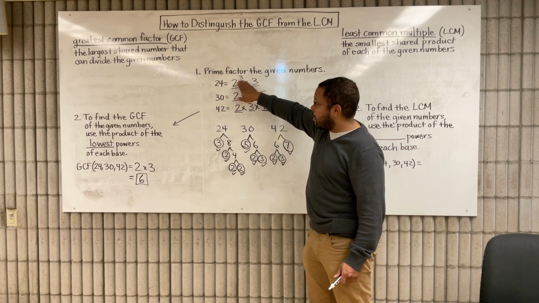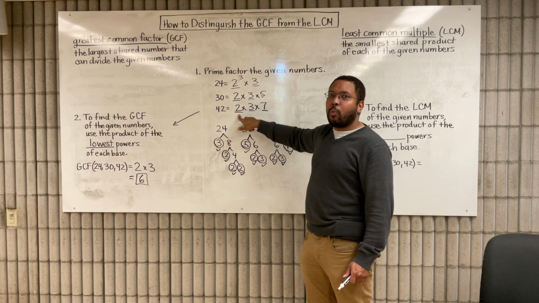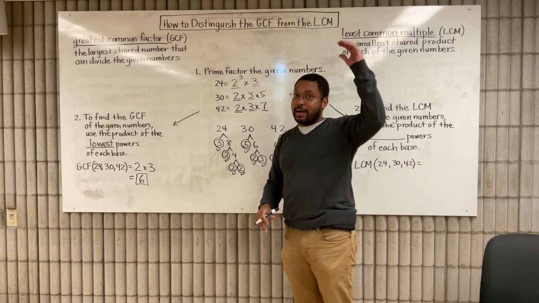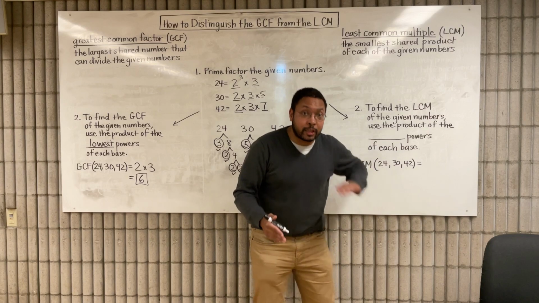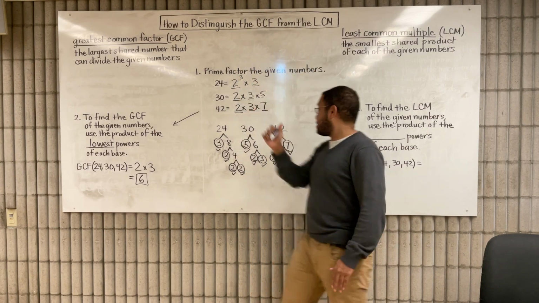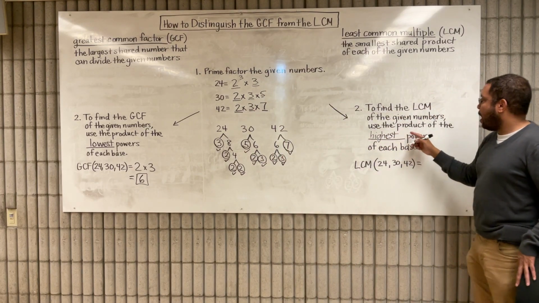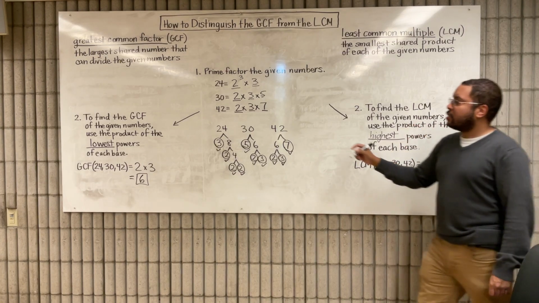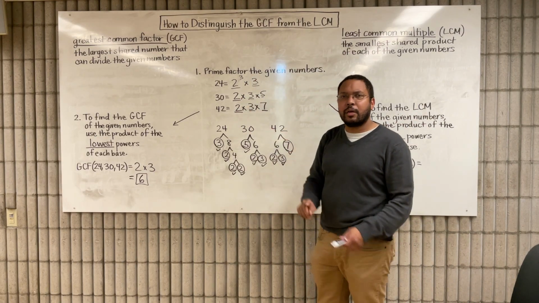I have 2 to the 3rd power, 2 to the 1st power, and 2 to the 1st power. What power am I taking of base 2? I'm taking the highest power. So just think of it this way. To find the least common multiple, the lowest common multiple, I'm going to take the highest power of each base. You're going to take the product of the highest powers of each different base. So what's the highest power of base 2 we see? 2 to the 3rd, 2 to the 1st, 2 to the 1st. What's the highest power?